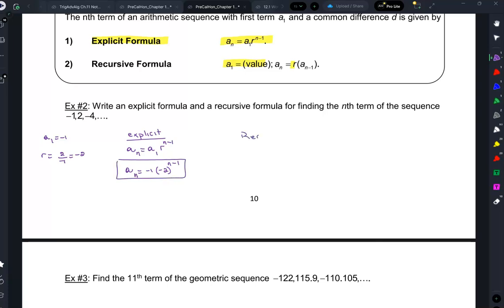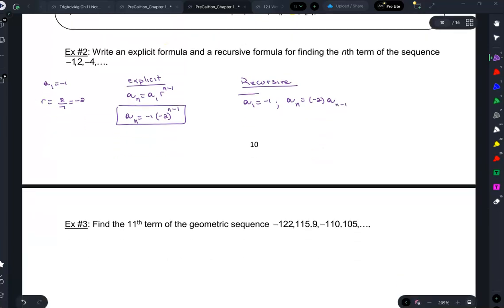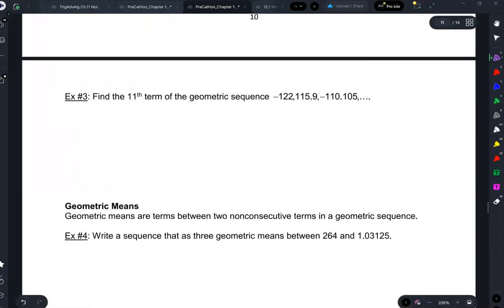The recursive will be a sub 1 is -1, semicolon. A sub n is, well, let me write the r first, it's cleaner. It's -2 times a sub n minus 1. Right. Okay. And in the same way, we can do things like this. So the 11th term here, I have a1, I have a2. Let's find r here. Then we can find the 11th term.